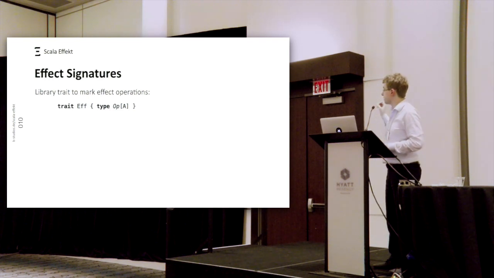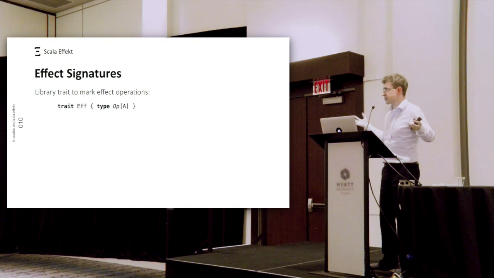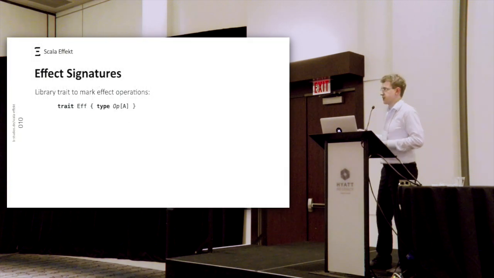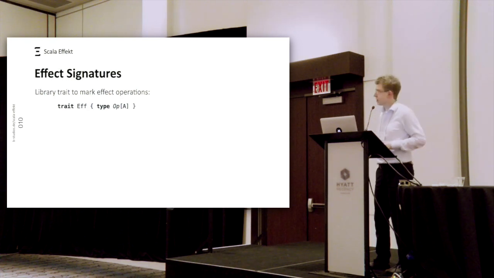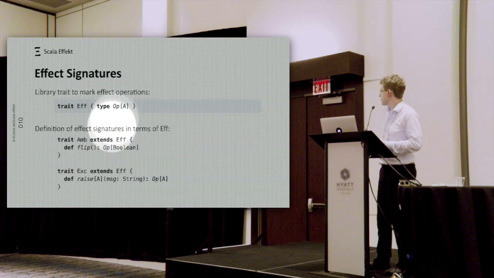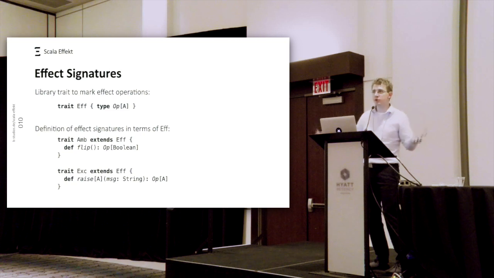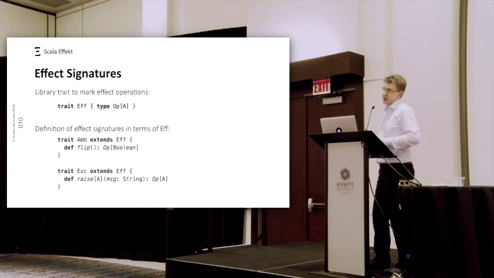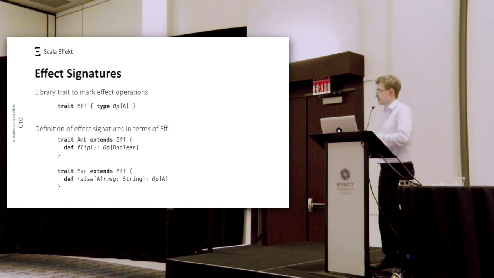In Scala Effect, in order to define effect signatures, we need to inherit from a marker trait called F. The only important thing that this marker trait offers is this type member here, Op, and this stands for effect operation. Now if we want to define Amb and Xc, we inherit from F and define these two effect operations. For flip, it's this method flip here, and it returns Op[Boolean], so it's a Boolean operation. We don't know yet what Op is, but we see that on the next slide. And Xc just defines raise, which works for all A's. So it's essentially like Nothing. We could also use Op[Nothing] as a result type here.